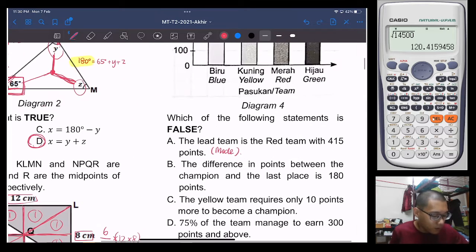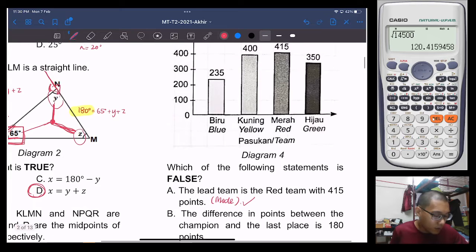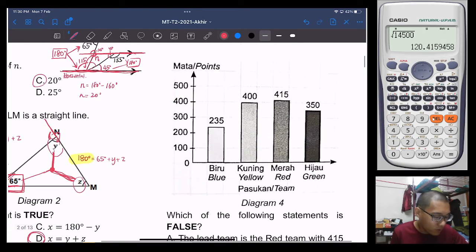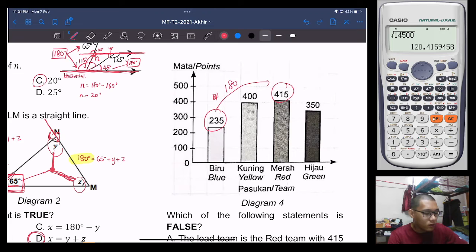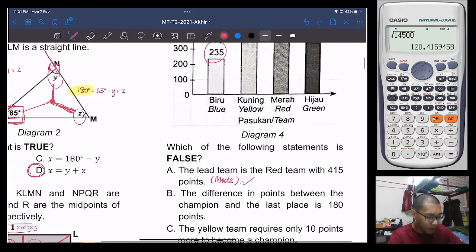The difference in points between the champion and last place is 180 points. So we can try to calculate the champion and the last one. After we calculate, we found that it is 200. Are you sure? No, it is 180. Correct or not? Yes, correct.